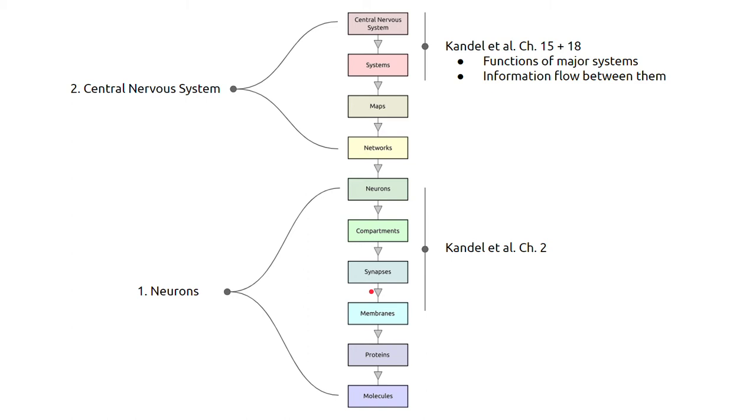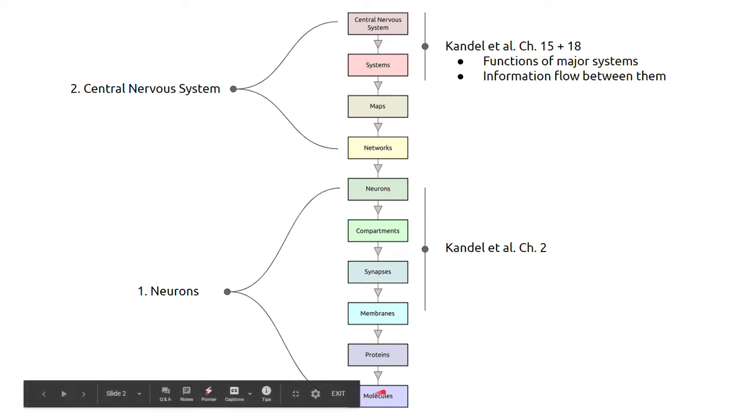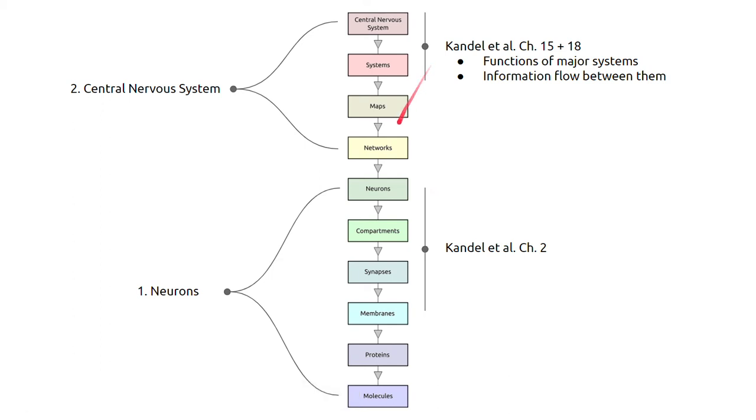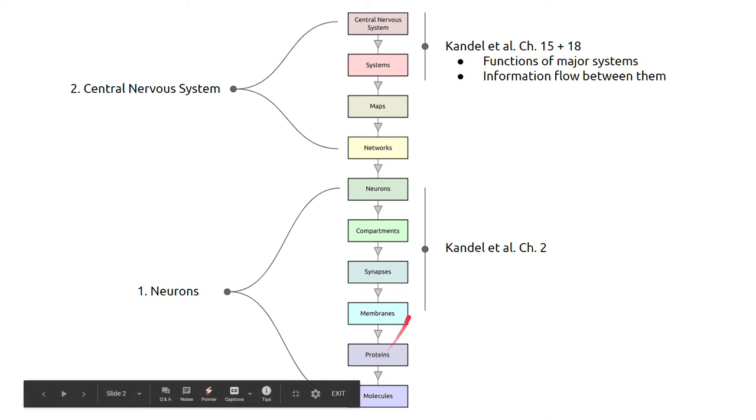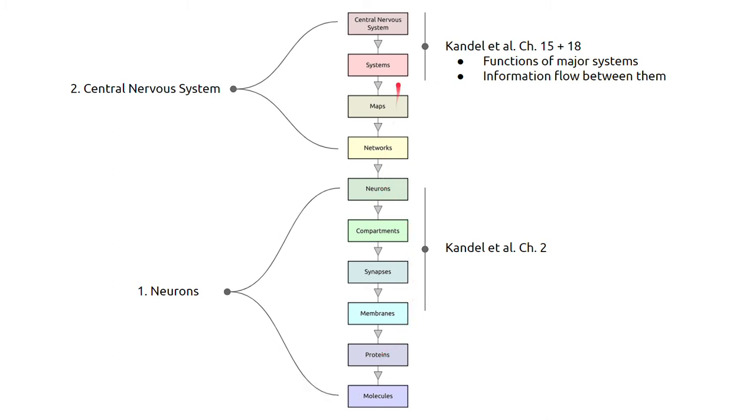In the last lecture, going back to the scale slide that's showing the various different scales we're talking about throughout this course, we talked about neurons and the details inside neurons. Now, in this lecture, we're going to scale up and talk about groups of neurons, the whole central nervous system, and how it's divided into components. The readings for this are chapters 15 and 18 of Kandel et al., looking at the functions of the major systems and the information flow between them.